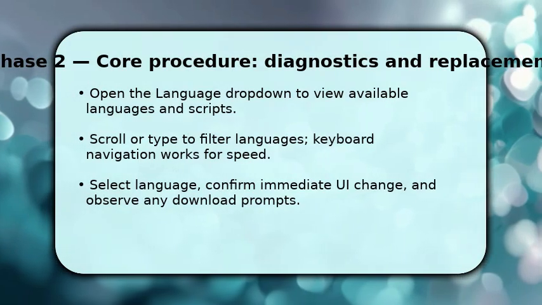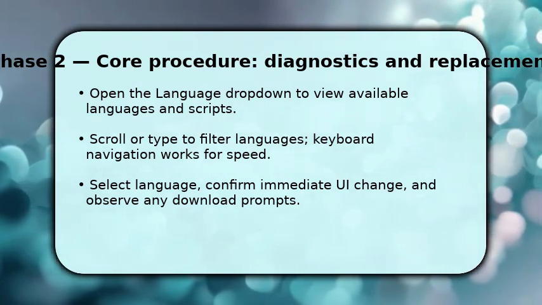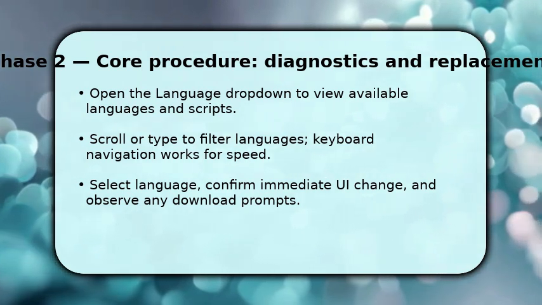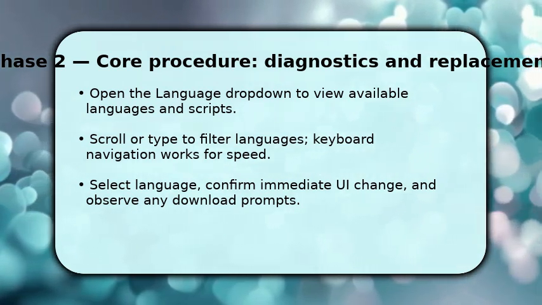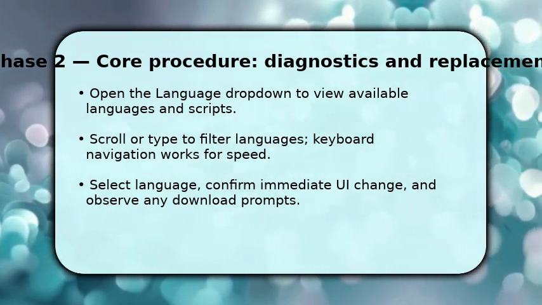Once you've found language, open the drop-down and scan the list. You can type part of the language name to filter quickly and use arrow keys to move through options. Select the language you want and watch the interface update immediately. Discord swaps most strings live, which helps you confirm the change.